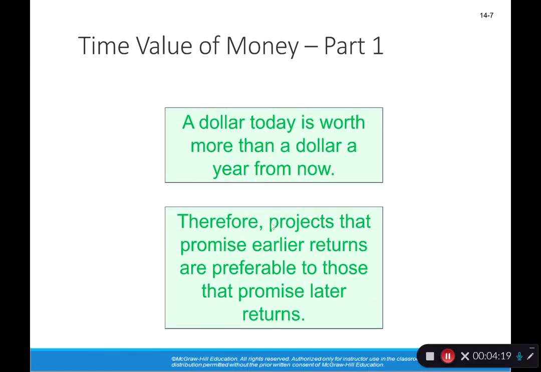Time value of money, again, is the concept that a dollar today is worth more than a year from now. So projects that promise earlier returns are preferable over those that promise later returns. In other words, I'd rather have $100 today than $100 at the end of 5 years. Because if I had it today, I could invest that money and earn additional income known as interest on that investment.